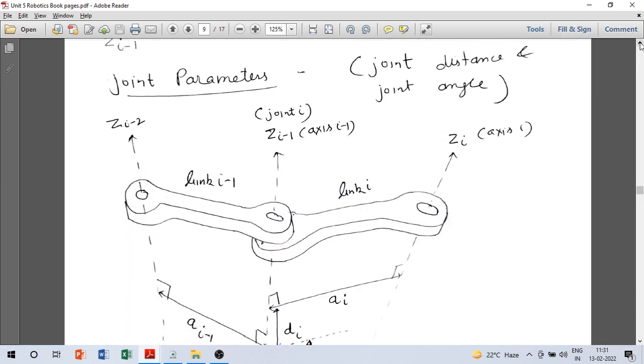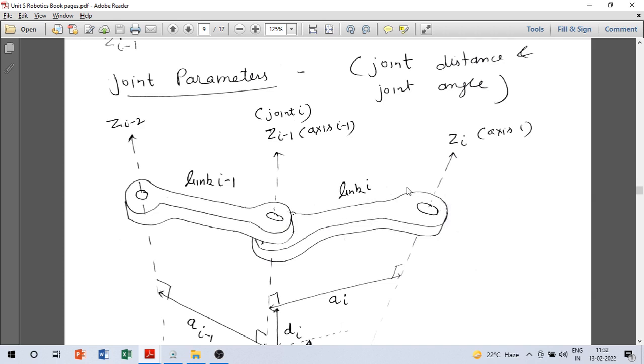Now let us look at joint parameters. For joint parameters, we have to look at a joint. So you see here link I minus 1 and link I, and there is a joint here between them. The joint is joint I. The axis through that will be axis I minus 1, so this is Z I minus 1. On the left hand side you see Z I minus 2, and right hand side you see Z I. So this will be the arrangement that describes two links connected by a joint.